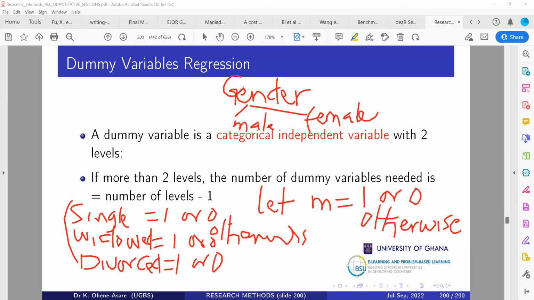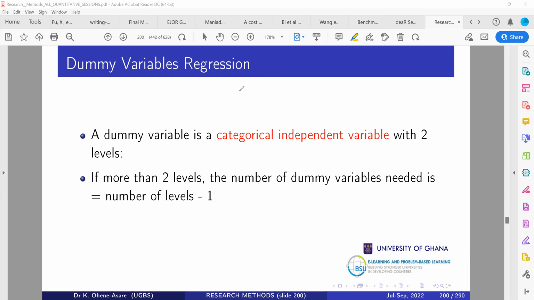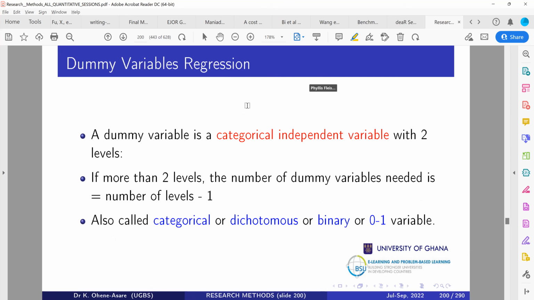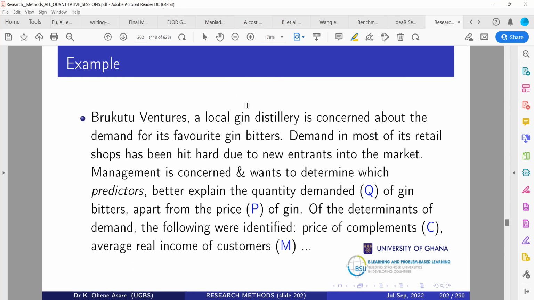In regression, sometimes you will have some dummy variables and they'll be included in the data set, like we shall see examples today. But I want you to know that in regression, there is always a possibility of getting some dummy variables in there. You will learn more as we go through this practical example, and that is the Burukutu Ventures. We are going to take this.